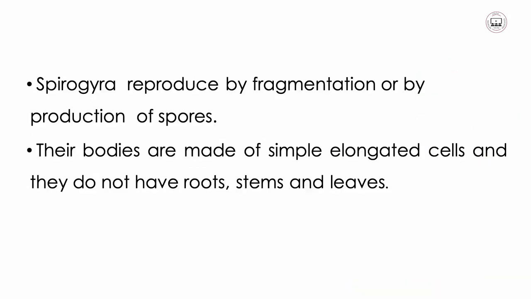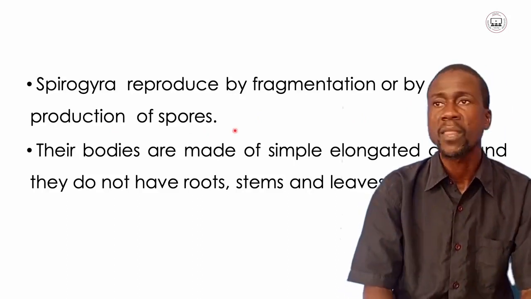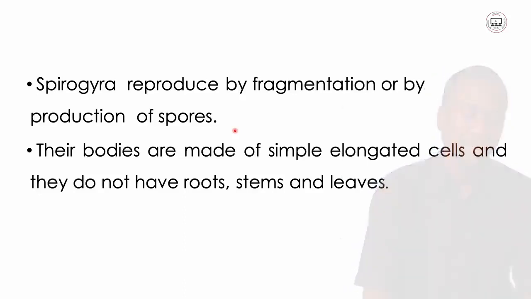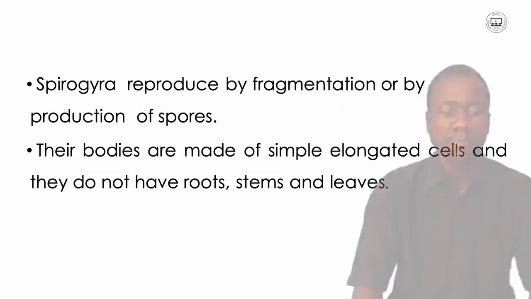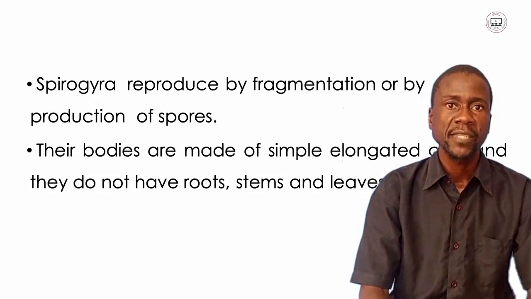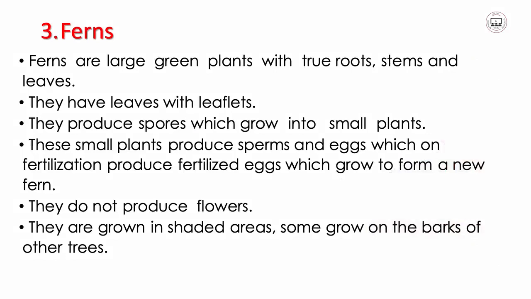The spirogyra, to add more, reproduces by fragmentation or by production of spores. Fragmentation is where it divides itself to make another plant, or it also reproduces by making spores. Their bodies are made of simple elongated cells, and they do not have roots, stems, and leaves. That could explain more about the algae. There are so many non-flowering plants. Now we continue by looking at ferns.